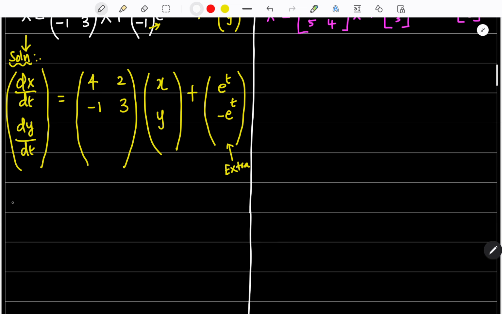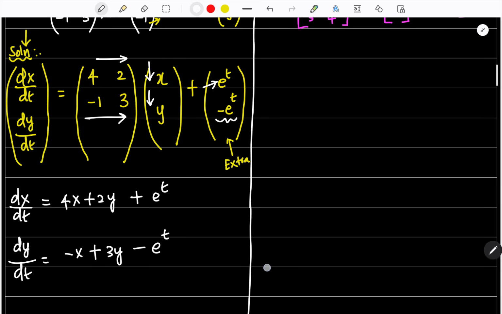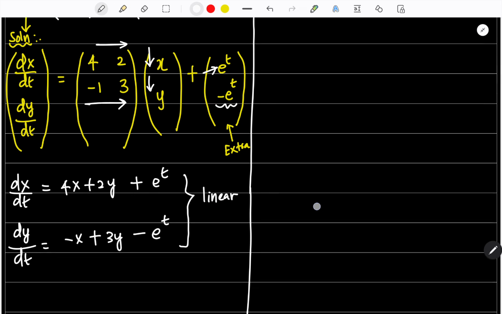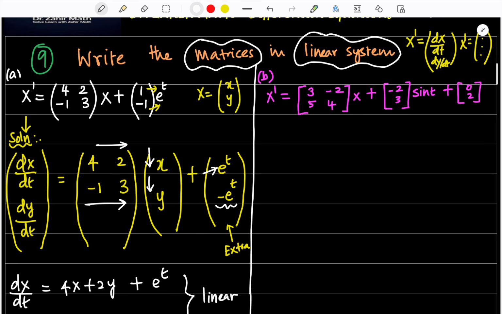Let us start now. dx by dt is equal to, first row first column, 4x plus 2y, and then the first element of the extra fitting, which is e power t. Then dy by dt is equal to, second row first column, minus x plus 3y, plus minus e power t. So this is called a linear system of equations, and this is called a matrix. Let's go to the second question.